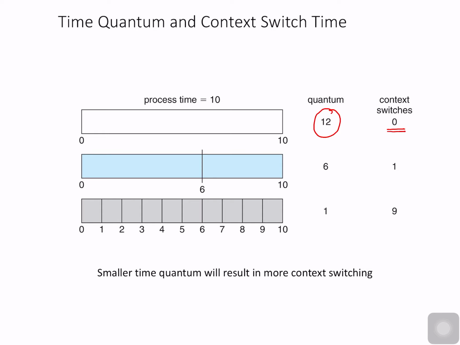Because if the quantum time is too large, then it will be similar to SJF or first come first served, right? But if the quantum time is too small, it will increase the number of context switches, and we know context switches are an overhead.